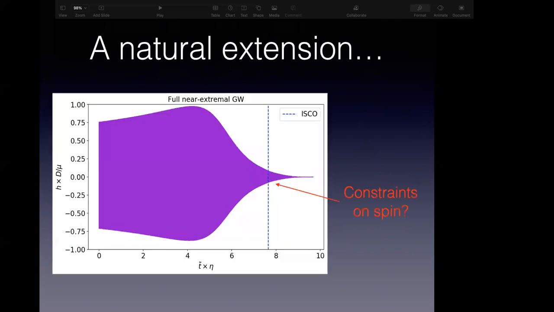So, a couple of natural extensions. This is one that I'm excited to do. And this is basically to incorporate the transition from spiral to plunge into our waveform models and try and figure out if incorporating that extra level of physics into the problem enhances our ability to measure the spin parameter. This will be a very interesting project. If anybody is interested, let me know. But this is something I'm really excited to work on.